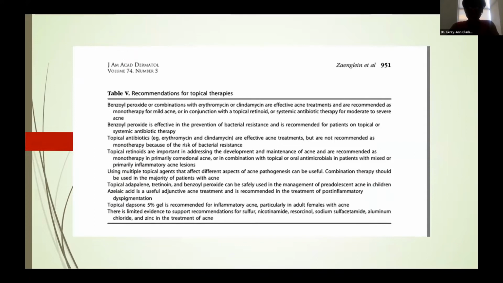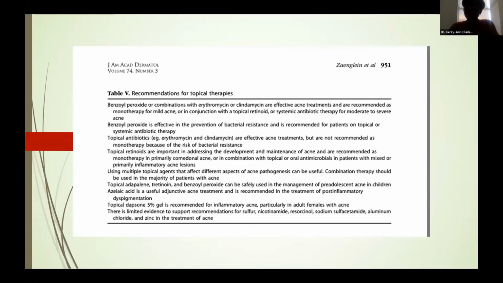All right, so benzoyl peroxide, as far as topical therapies are concerned. First slide are topical therapies. Benzoyl peroxides are recommended for monotherapy for acne. Reason being is that it doesn't cause bacterial resistance.